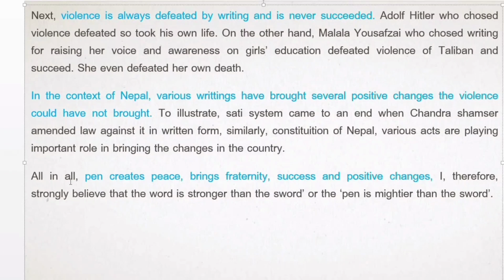All in all, that means in conclusion, the pen creates peace, brings fraternity, success and positive changes. I, therefore, strongly believe that the word is stronger than the sword, or the pen is mightier than the sword.